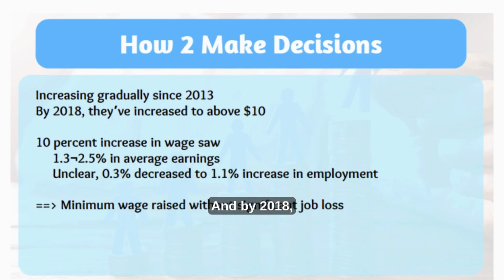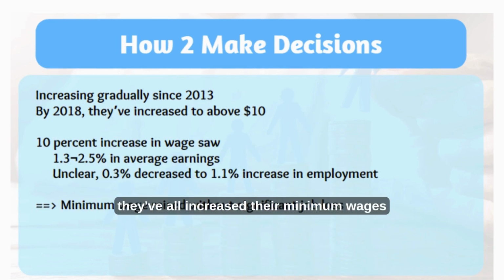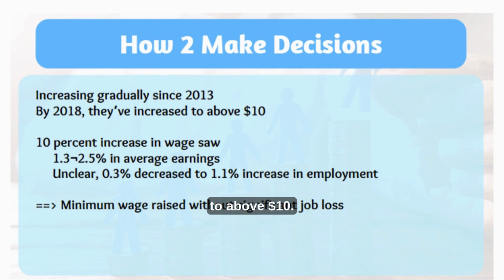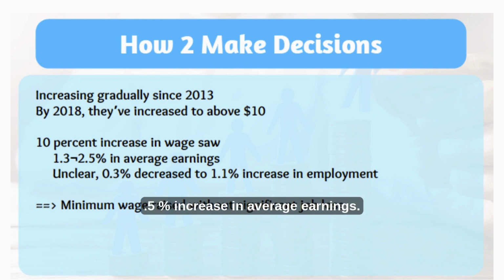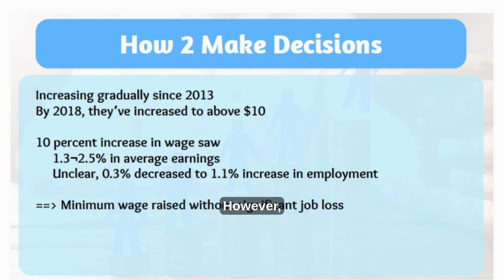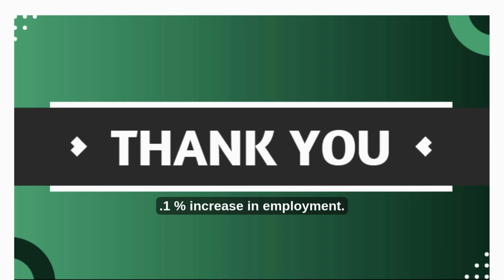And by 2018, they've all increased their minimum wages to above $10. And in this 10% increase, they've seen a 1.3 to 2.5% increase in average earnings. However, the employment rate is less clear. It ranges anywhere from a 0.3% decrease in employment to a 1.1% increase in employment.